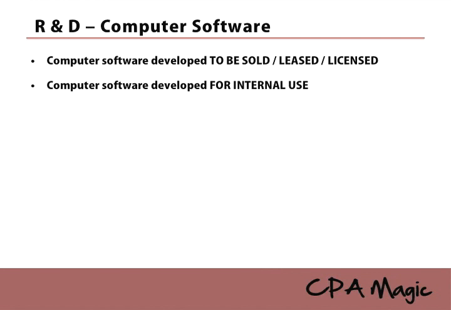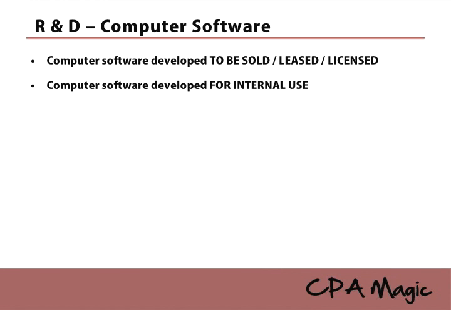And then you have computer software developed for internal use. So you could have Netflix developing their movie recommendation algorithm for their product. That is something that's an internal use software that's being developed. It's just for their product. It's for their company. They're not selling it to anyone. So there's a distinction to be made there, and there's a distinction in how we account for these two separate instances. So let's take a look at that.